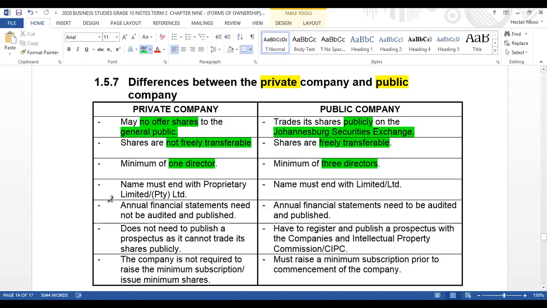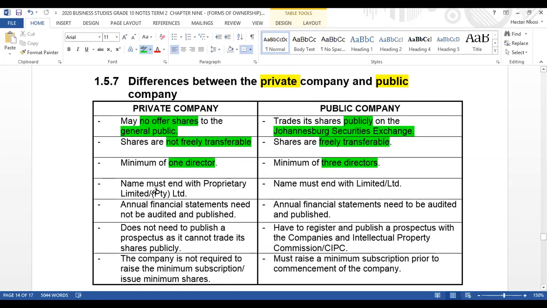Then also the other thing that you need to know, boys and girls, is that the name of a private company must end with proprietary limited, your PTY limited. Sorry, I don't know what's happening with my cursor today. Let me try to highlight again. So you can have PTY limited, whereas in a public company, you just have limited, LTD.